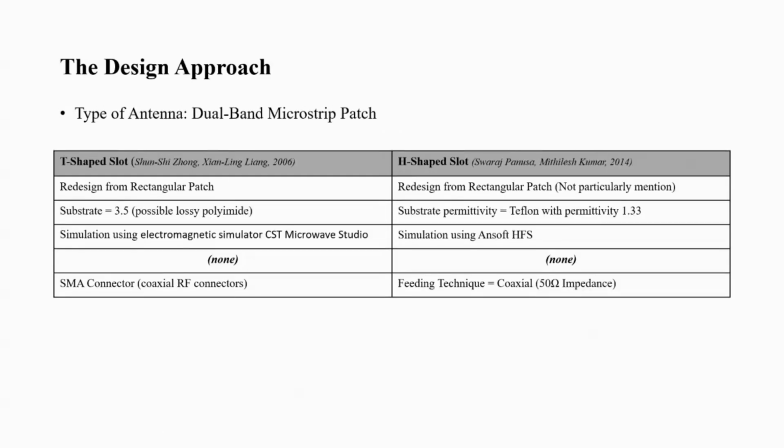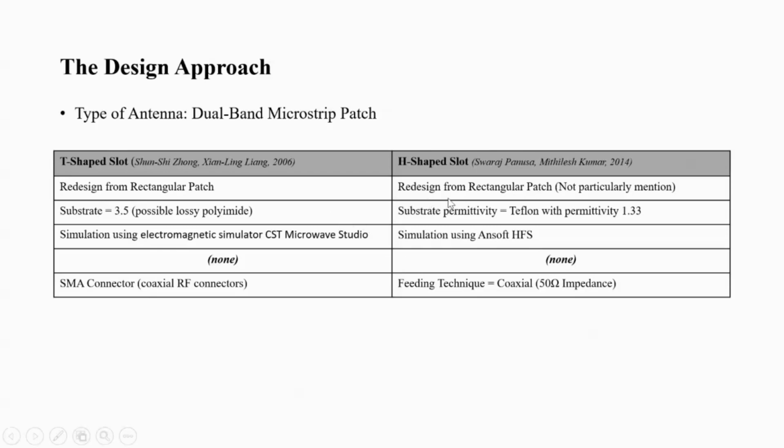And next, the design approach for the second relevant article that I found is the T-shaped slot. Here is the author, and they also redesigned from a rectangular patch antenna with substrate permittivity 3.5. They didn't mention specifically what type of substrate. From my research, it is possible they are using lossy polyimide because the permittivity is within that substrate range. The simulation uses the electromagnetic simulator CST Microwave Studio. They didn't fabricate the antenna. They simulate only, and also use the coaxial feeding technique, with an SMA connector, coaxial radio frequency connector.